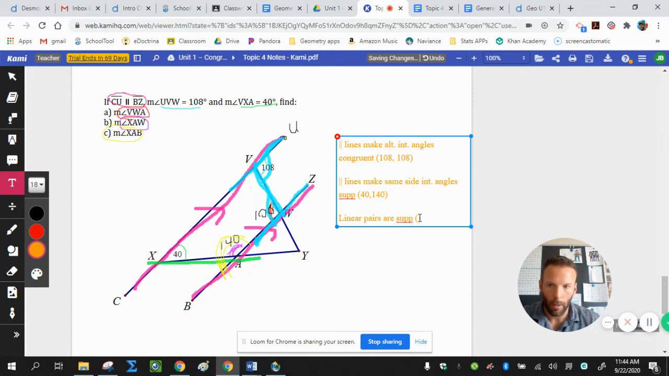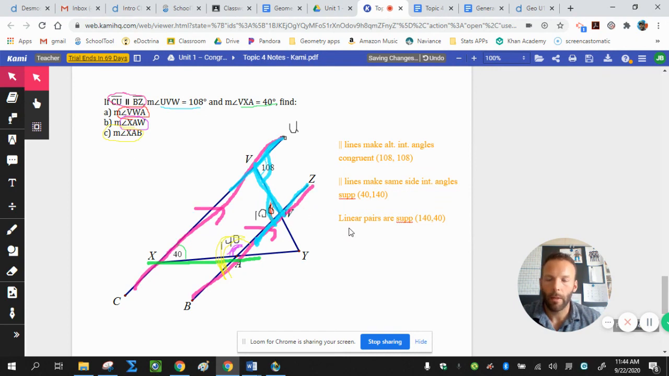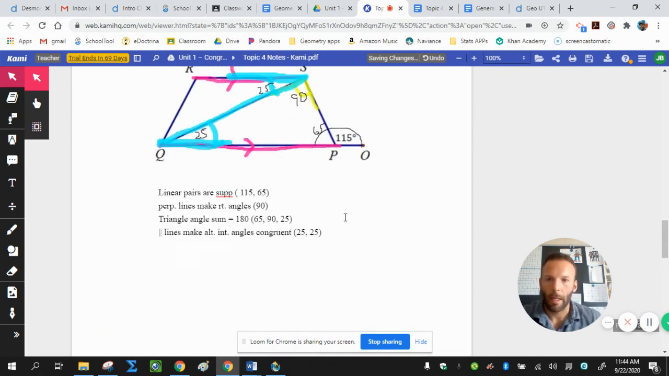Oh, I changed my text color. That's how it happened. But anyway, I said linear pairs are supplementary. So 140 and 40. Okay, so that's applying some of the definitions. Now, I didn't apply all of the angle relationships, but that's at least a few of them. But that's how we can do this.